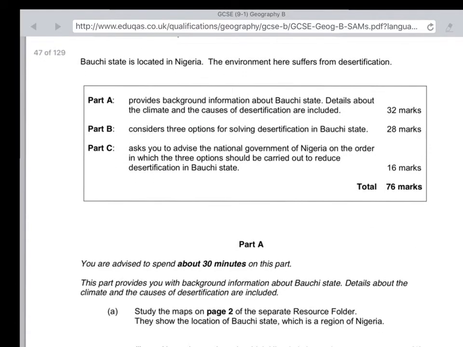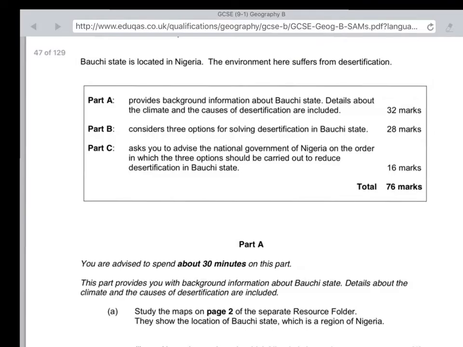Right, let's move down and have a look at this. So this is quite interesting. This again will give you an introduction, on the inside page, to what it's about. It starts off by saying Battery State is located in Nigeria, so it gives you some location information, and it tells you the environment here suffers desertification. So this exam paper is going to be about this one issue and how to solve it.